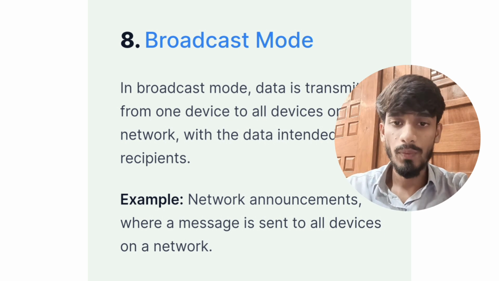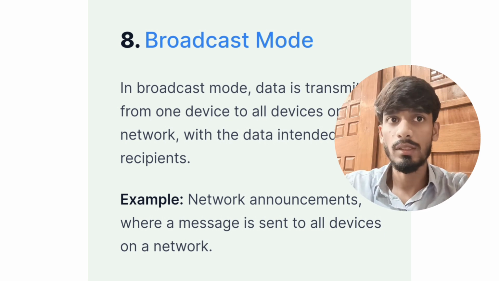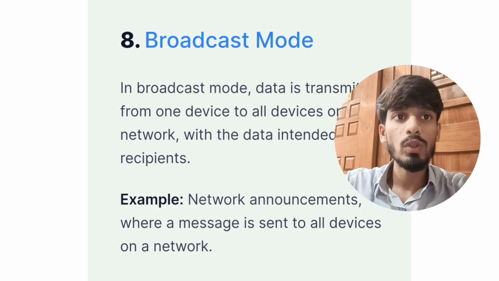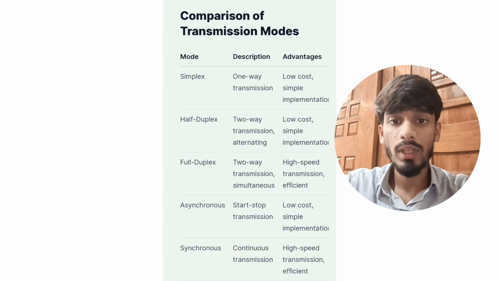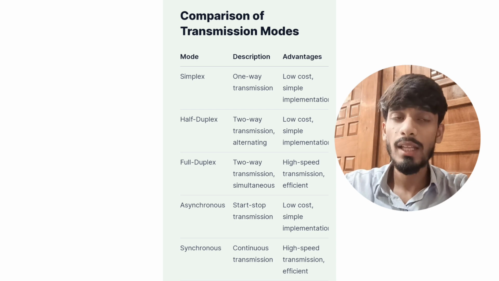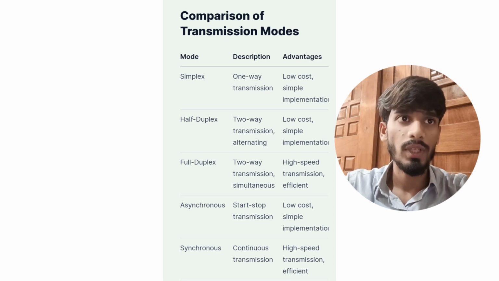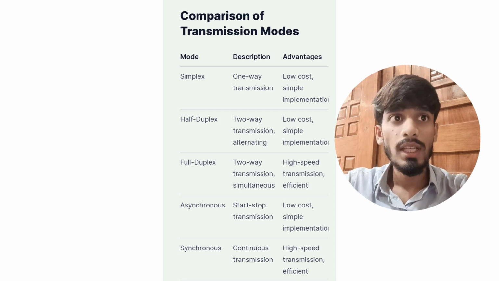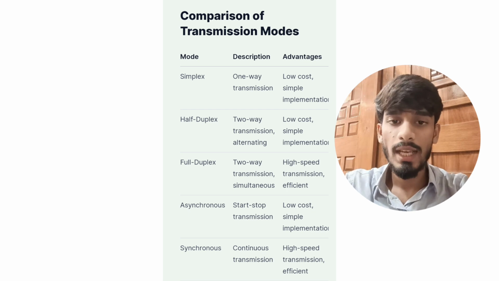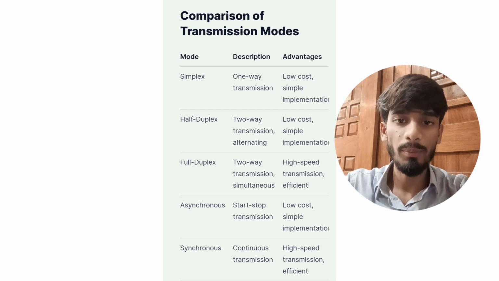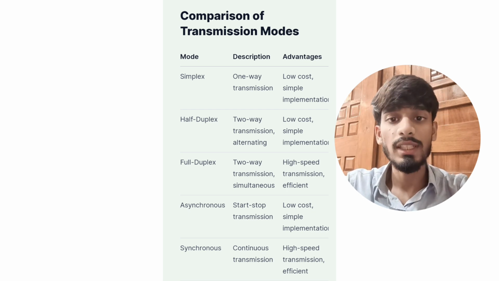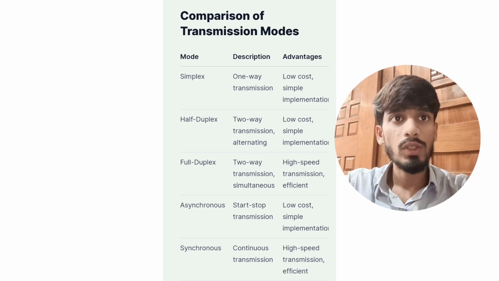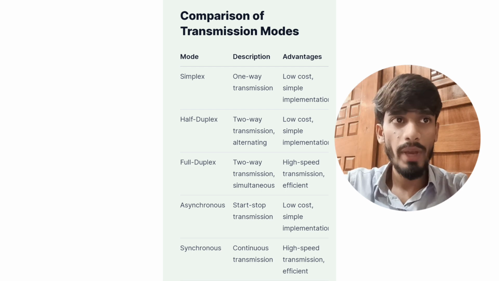Now we will revise these modes, and we will also see advantages and disadvantages of these modes. First was simplex mode. In that, one-way transmission was done. What are the advantages? It is low cost and it has simple implementation. What are the disadvantages? In simplex, no feedback and limited functionality is there.